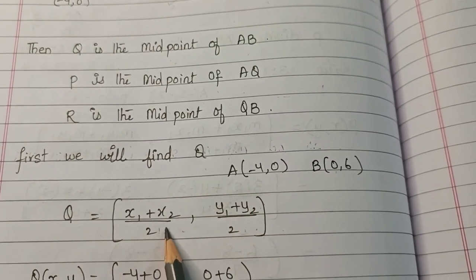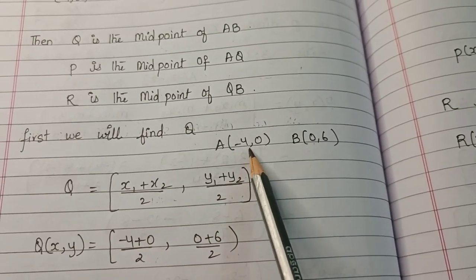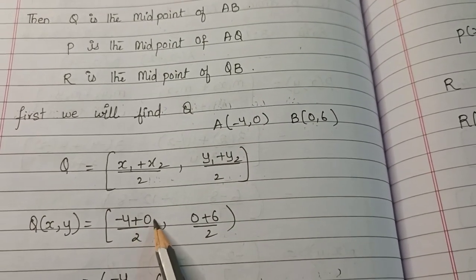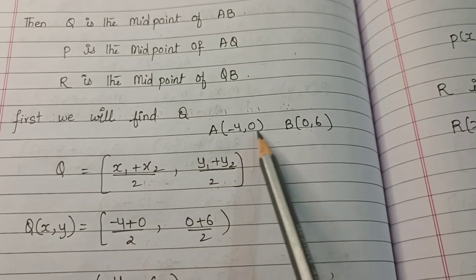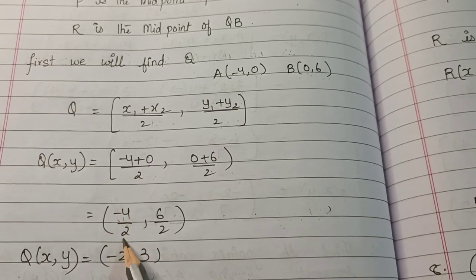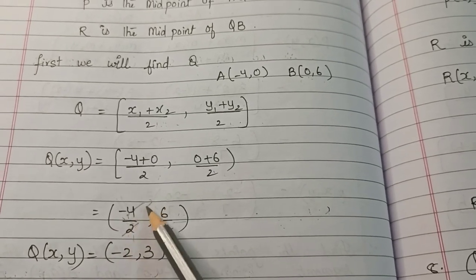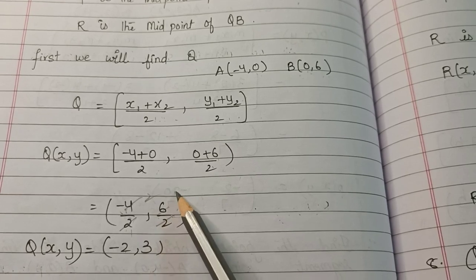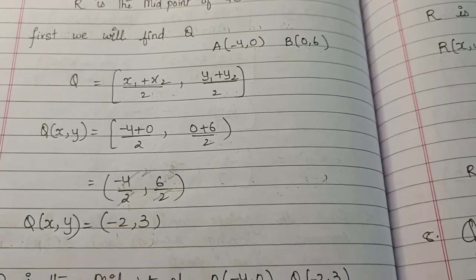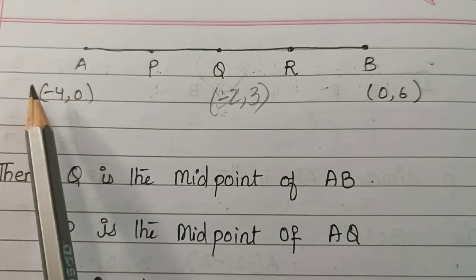So Q is equal to the midpoint formula: (x1 plus x2) by 2, (y1 plus y2) by 2, with the A point and B point. This is x1, y1, x2, y2. So (-4 plus 0) by 2, (0 plus 6) by 2. Minus 4 plus 0 is minus 4 by 2, 0 plus 6 is 6 by 2. Now cancel: 2 ones are 2, 2 threes are 6. So minus 2, 3. Therefore, Q(x, y) is equal to (-2, 3).